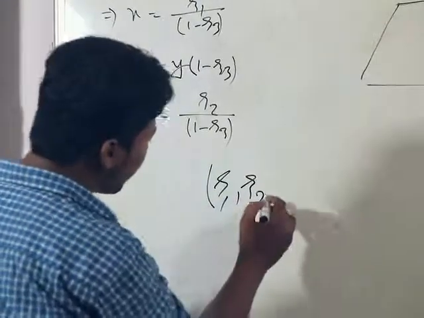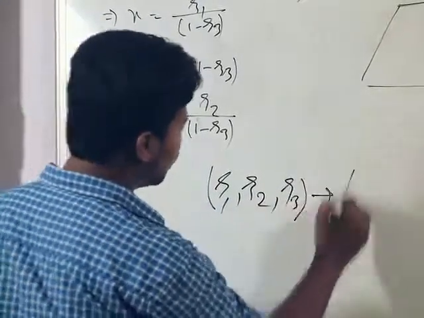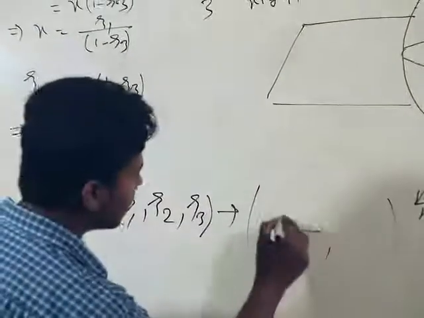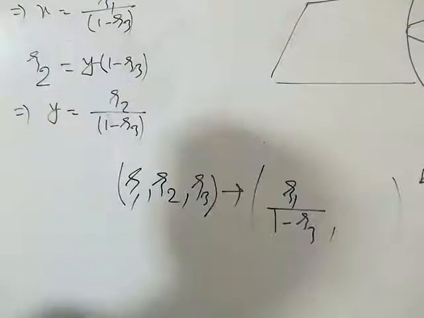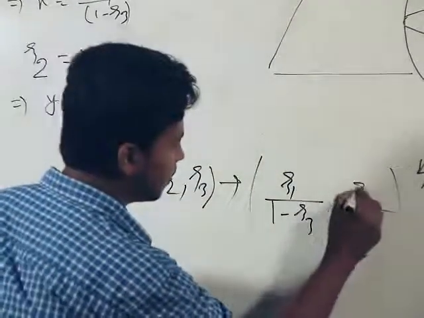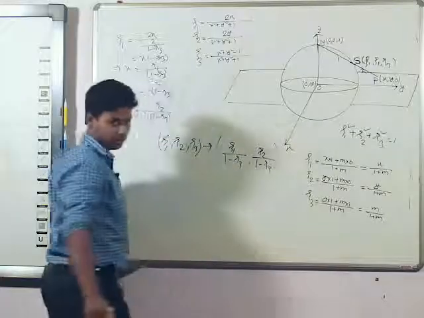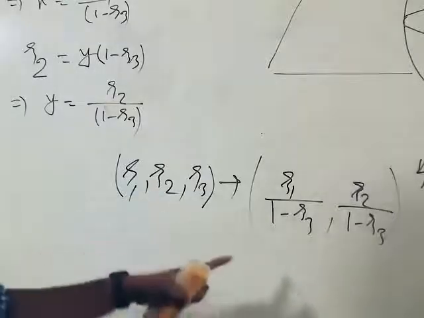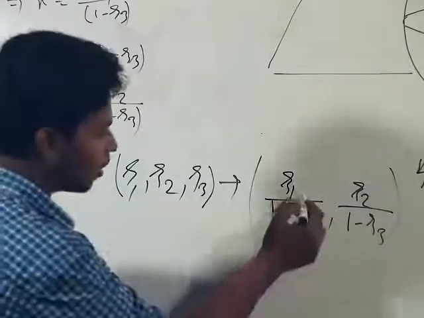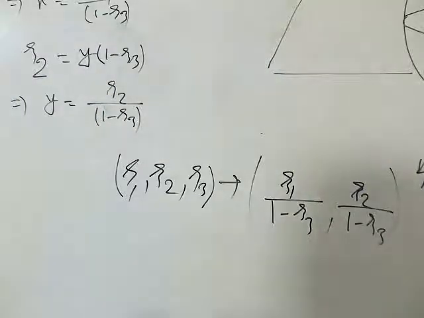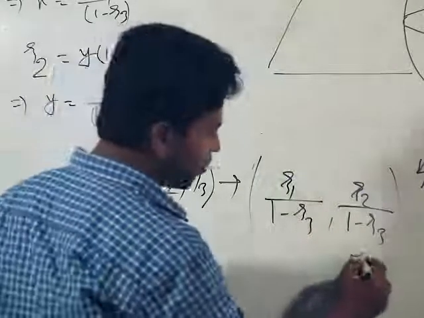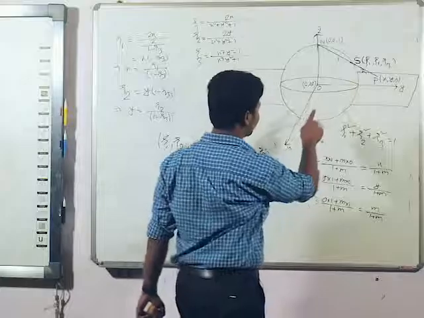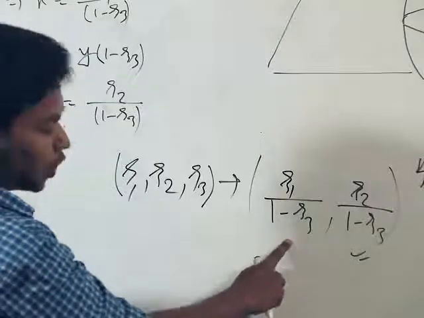So we can write z1, xi1, xi2, xi3 goes to the two dimension plane, x equals xi1 by 1 minus xi3 and y equals xi2 by 1 minus xi3. That is, any point on the unit sphere we get the point xi1 by 1 minus xi3 and xi2 by 1 minus xi3. It is the point on the xy plane. But every point on the unit sphere, we get the image on the xy plane.